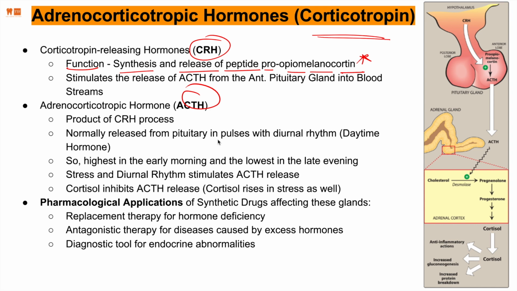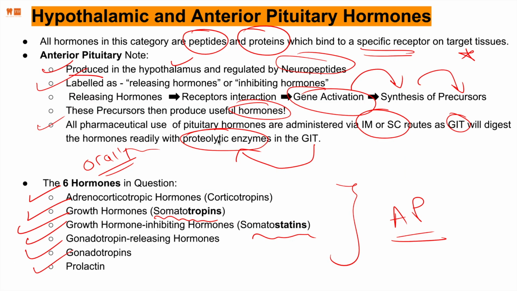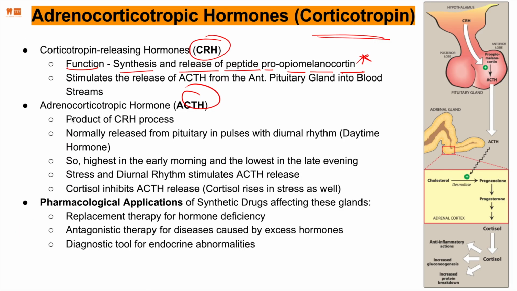Okay, so here, let me hold this thought for a second. If we go back, do we remember that a releasing hormone goes to the anterior pituitary, acts on the receptors, the receptors then activate gene activation, and then we have a precursor? That's exactly what this is. A releasing hormone has come from the hypothalamus to the anterior lobe and has produced a precursor, hence the word pro. It is opiomelanocortin. This now stimulates the ACTH from the anterior pituitary gland and then into the bloodstream.